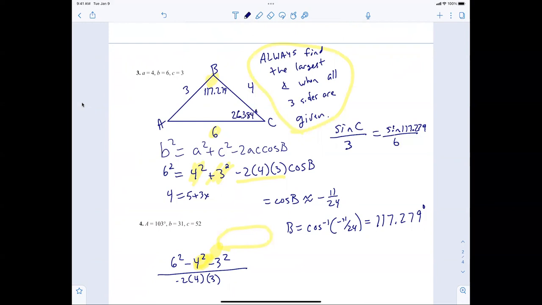All right. And now I need to figure out what angle A is. So how do I calculate what angle A is? You could just subtract from 180. Subtract from 180. Thank you very much. Add them up, subtract from 180.